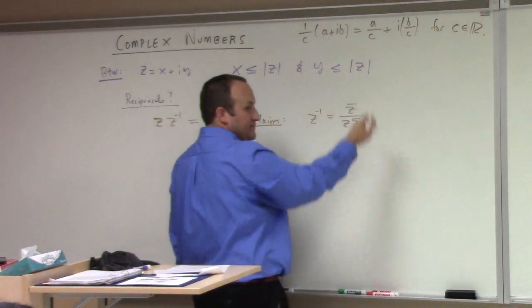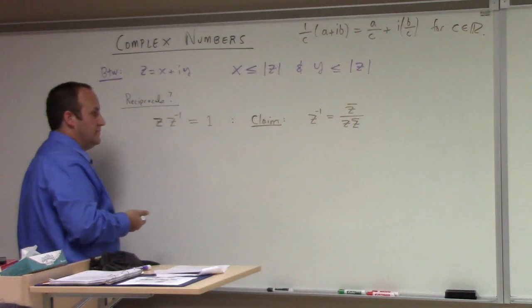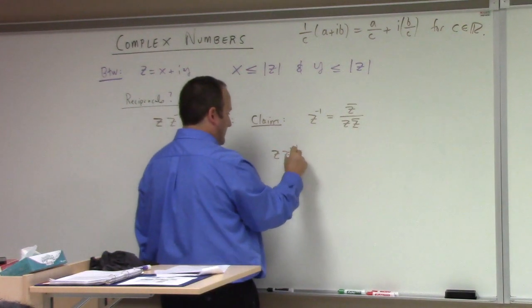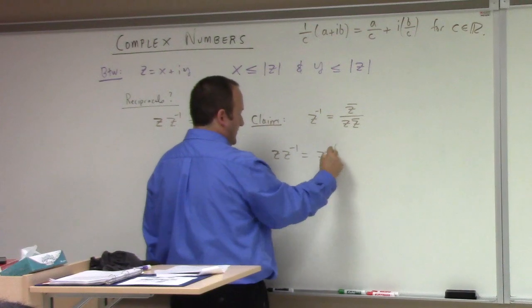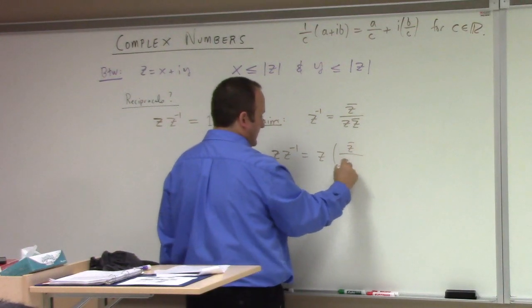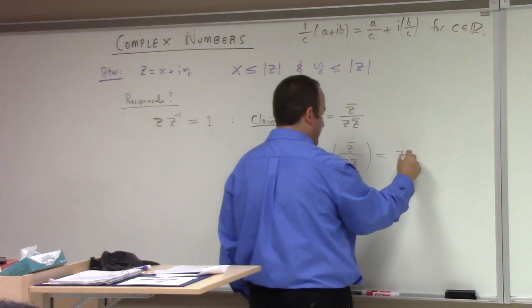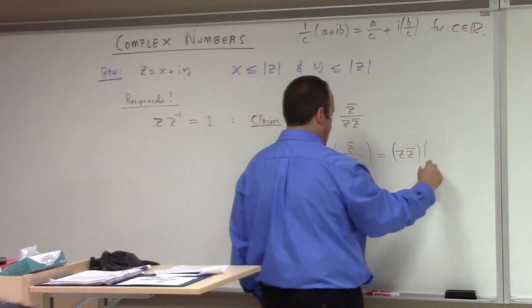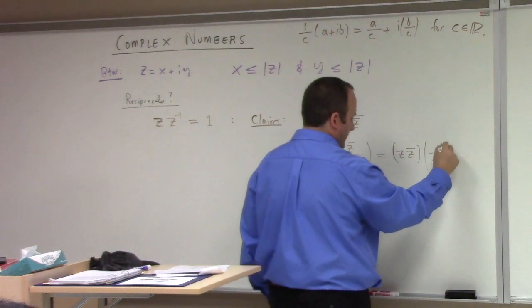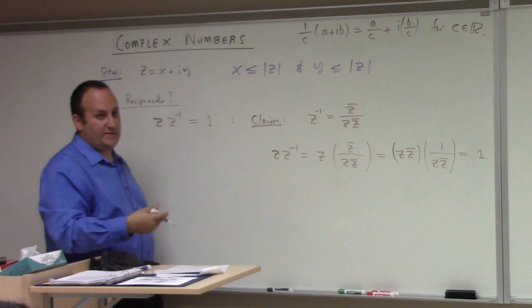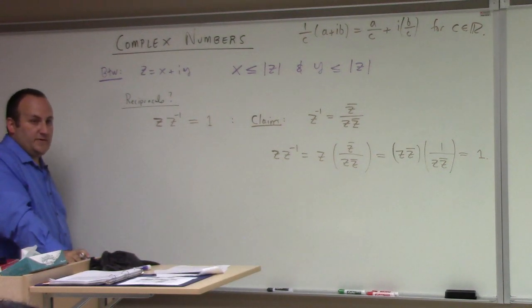And then does this work? Well, if we try z times z inverse, what do we get? We get z times z bar over |z| squared, which is equal to |z| squared times 1 over |z| squared, which is equal to 1, right? Because z z bar is just the length squared of the complex number, so we know non-zero real numbers cancel and give us back the number 1.